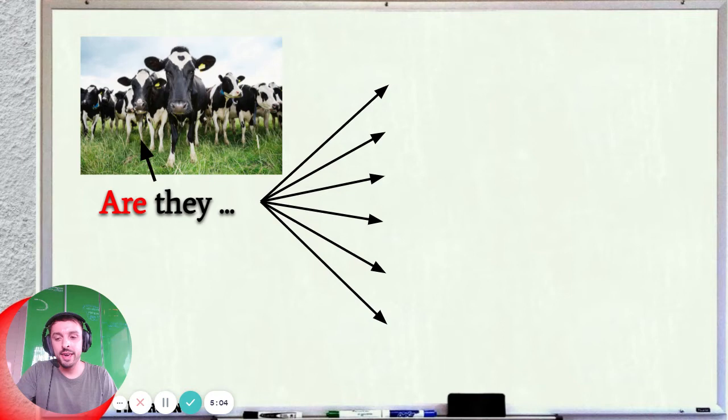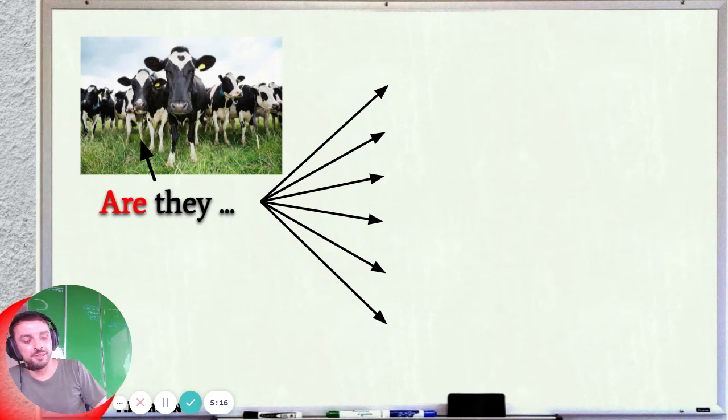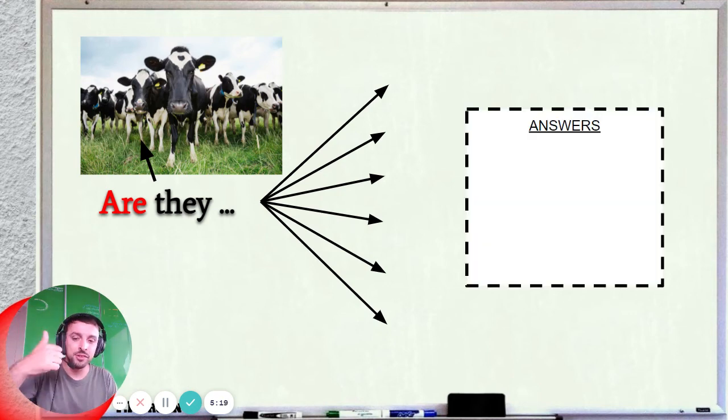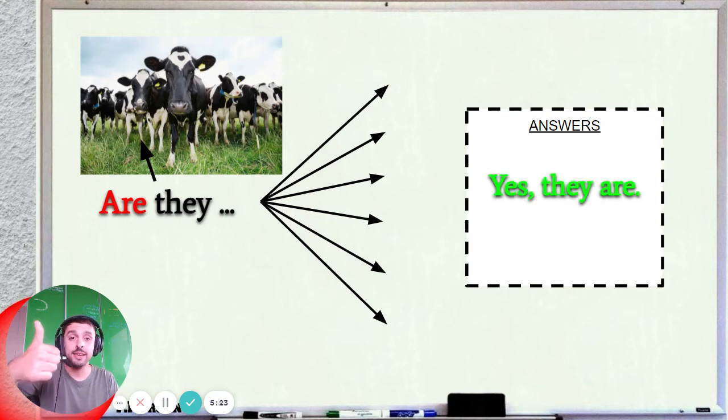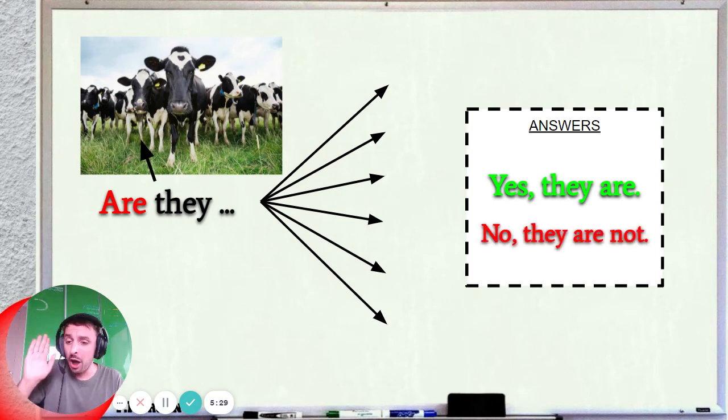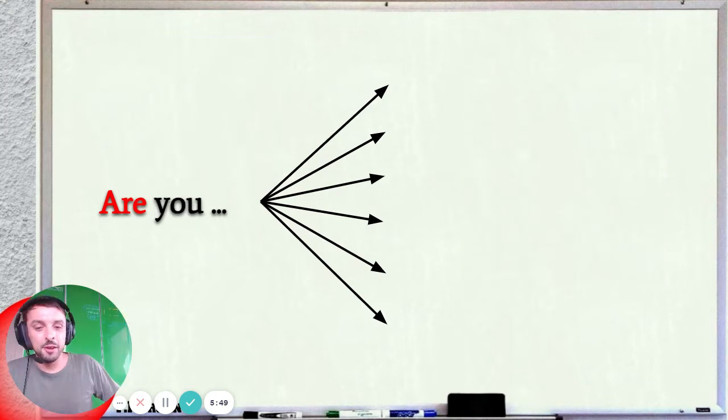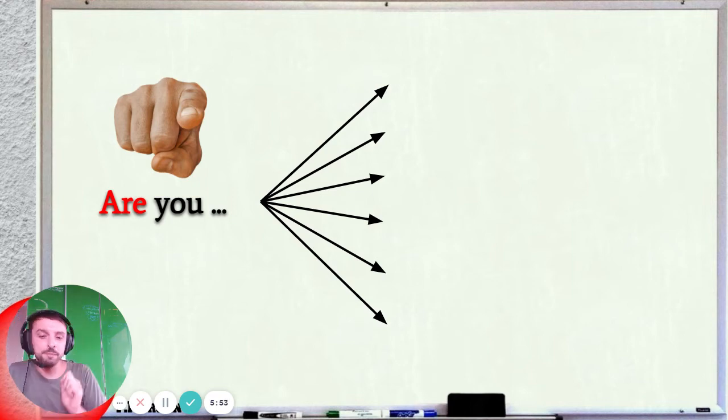Okay, next one. Are they? You've seen this one before. They, more than one. There's 1, 2, 3, 4, 5, 6, 7, 8. Probably more than that. Are they? What are the answers? 2 answers. Yes or no. Answer 1. Yes, they are. And answer number 2 is no, they are not. Because remember, if the answer is no, we have to have a not at the end. And again, are not, aren't. No, they aren't.